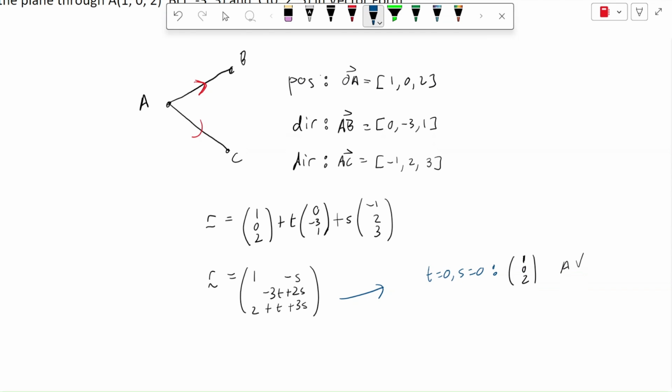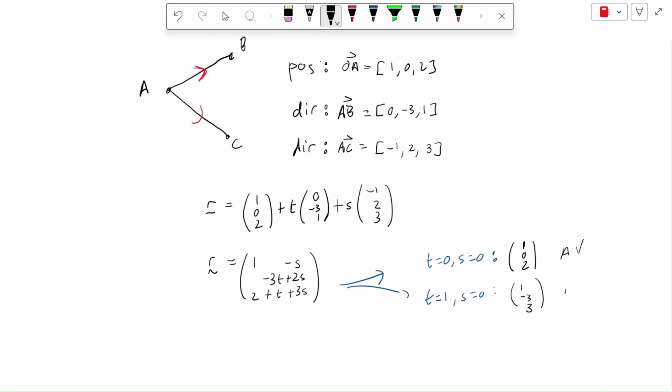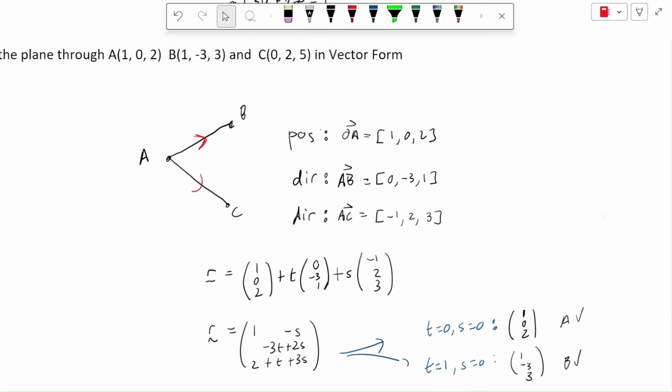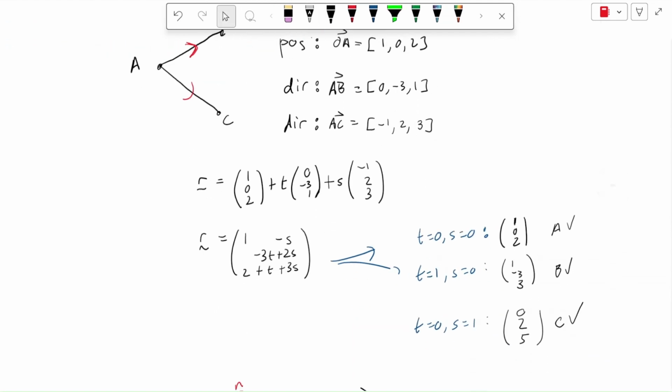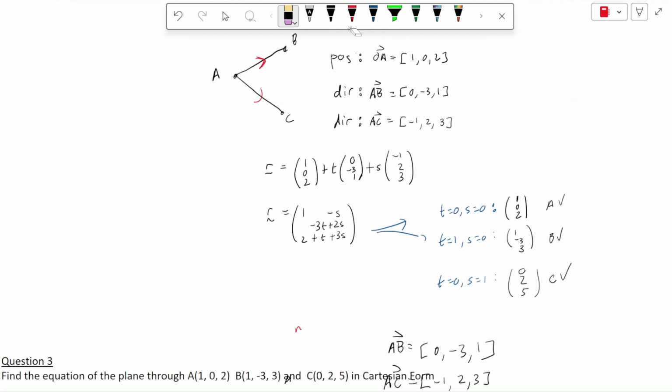If I want to get B or C, so to get B, I could set t equal to 1, s equal to 0. If you work through the algebra of this stuff, you'll end up getting 1, minus 3, and 3, which is that point B. And if you want to set t equal to 0, s equal to 1, you can get, so 1 take 1 is 0, you got 2 there, and then you got 5 there, so that would be the point C.